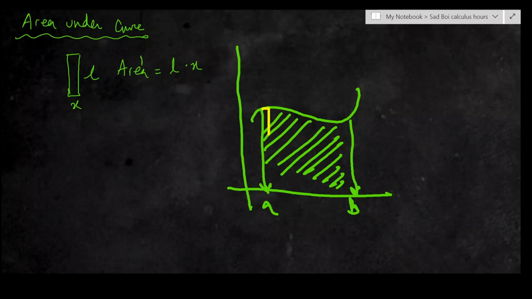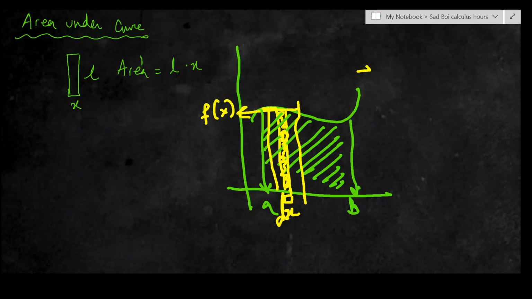The approach that we use here is we divide this area into many strips such that each strip has a width x. Since these strips are of very minute width, we write the width as dx. The length of the strip is going to be the value that the function returns at that particular point x, so it's going to be f of x. So the area of one strip is going to be f of x times dx.